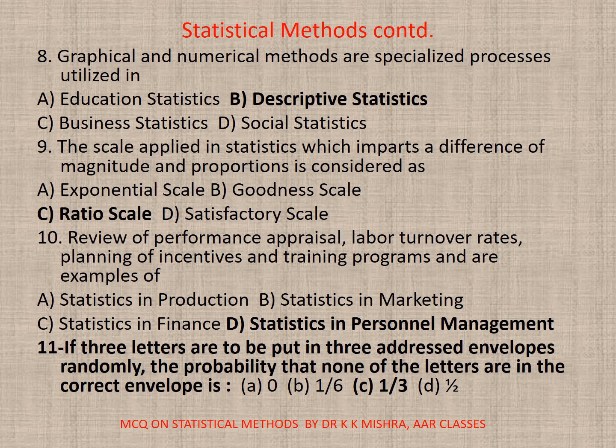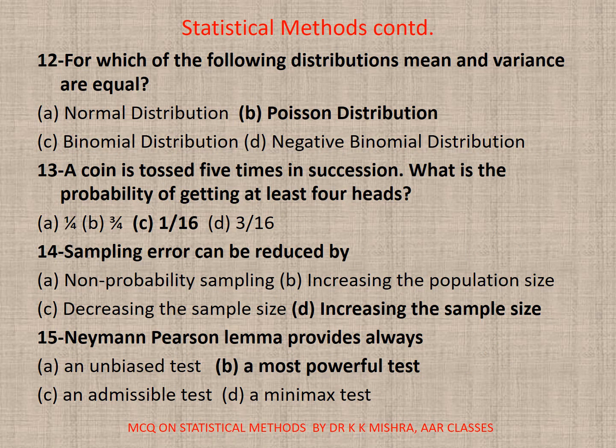11. If 3 letters are to be put in 3 addressed envelopes randomly, the probability that one of the letters is in the correct envelope, here correct option is C. 1 by 3.